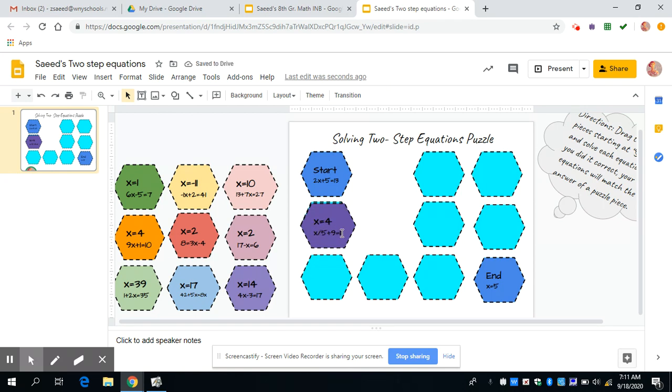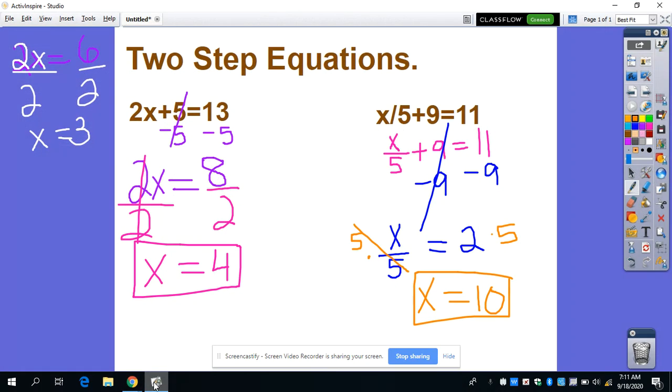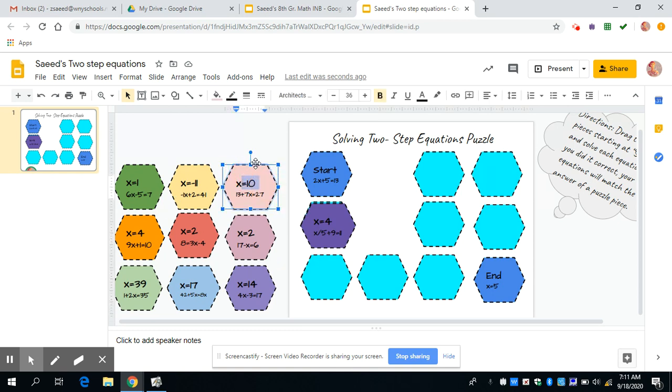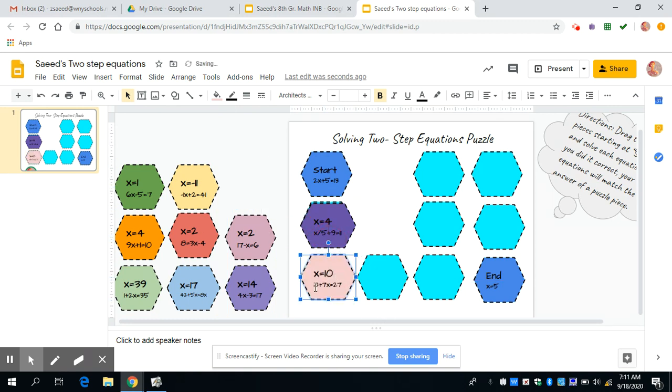Now you're going to solve x over 5 plus 9 is equal to 11. Conveniently, I also did that for you. x is equal to 10, okay? After you solve it, you're going to go back and look for where x is equal to 10. It's this pink one right here. You're going to drag this. Oh, no. There you go. Drag it over here. And then you're going to keep on going. Then you're going to do this next one. Figure out what answer it is all the way until you reach the end. Okay? I hope that makes sense to you guys.